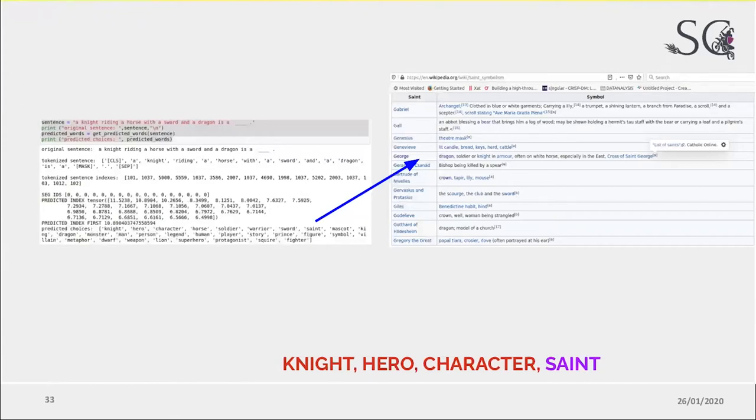And another example of a complex reference sequence is a knight riding a horse with a sword and a dragon is a, and notice that in the predicted classes is saint, but saint is not over the 10 score. But if we take a Wikipedia table of saints' attributes, and we list the attributes of St. George, we see that the soldier is matched, the dragon is matched, the knight is matched, and of course the saint is matched because it's in this table.